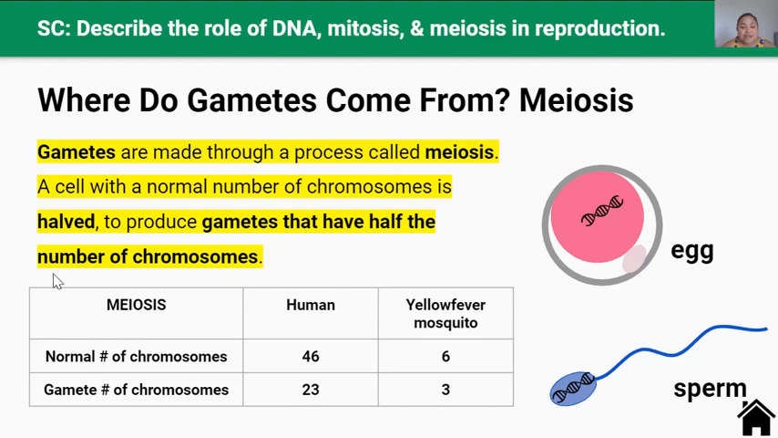Let's have a look at this table down here. Up here, I've got the normal number of chromosomes, and then after meiosis, this is the number of chromosomes in the sex cells or in the gametes. As you can see, the number up here gets halved into the gametes, okay? 46 is halved to become 23. 6 chromosomes is halved to become 3. That's due to the process of meiosis.